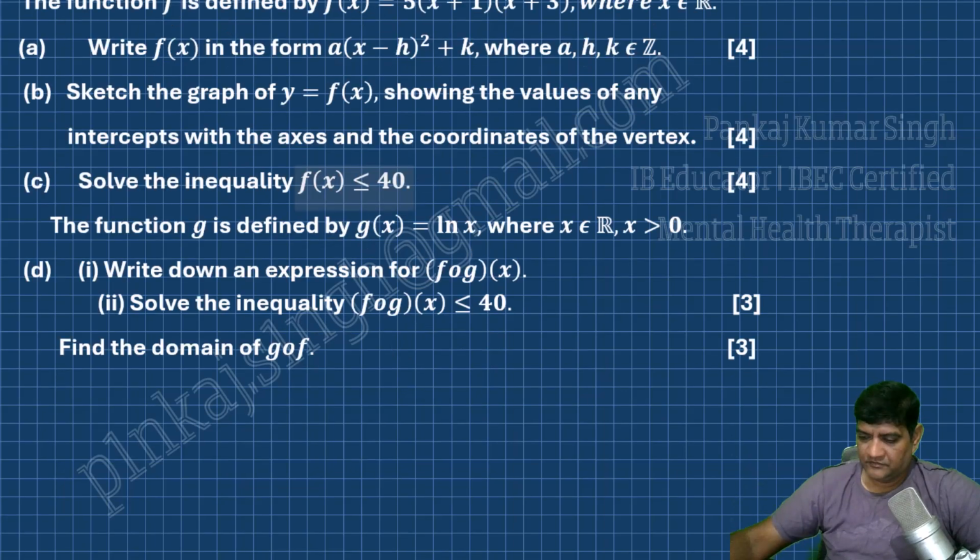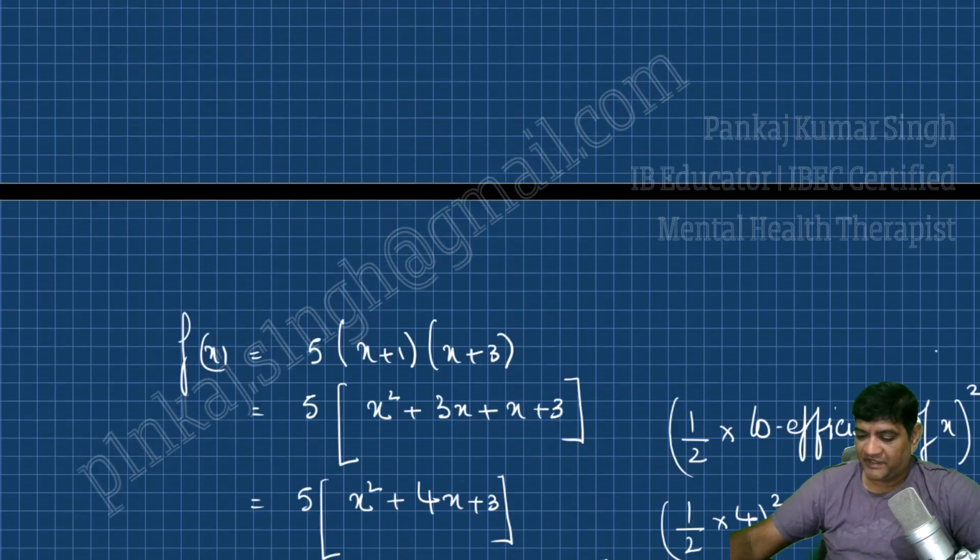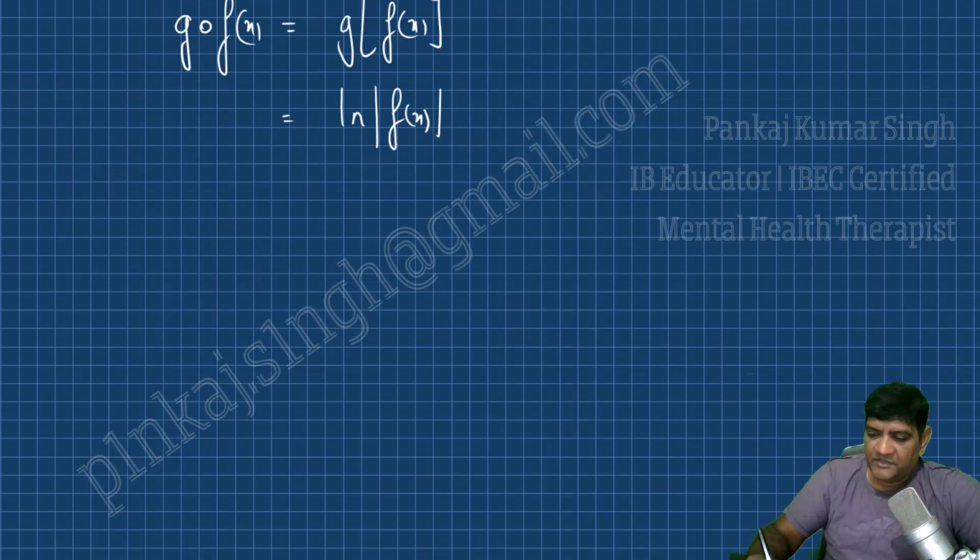Now I'm supposed to be finding the domain for g of f of x. So for that, I first need to find out what is g of f of x. So that's going to be ln of f of x. And what I know is that the function ln is defined only for positive values, and that would simply mean that f of x has to be greater than 0.